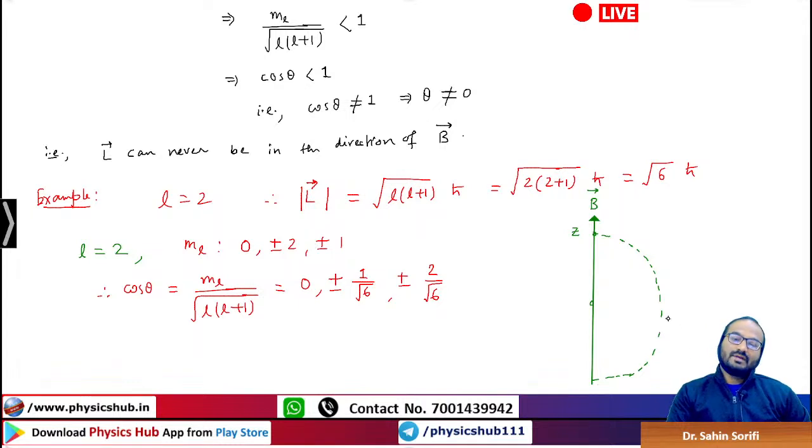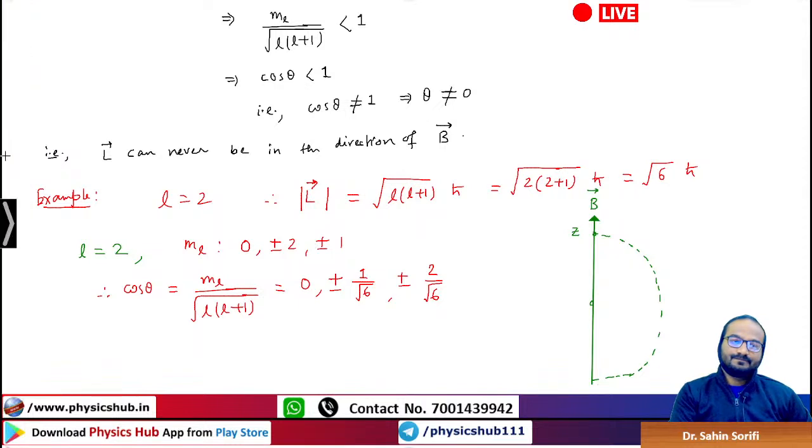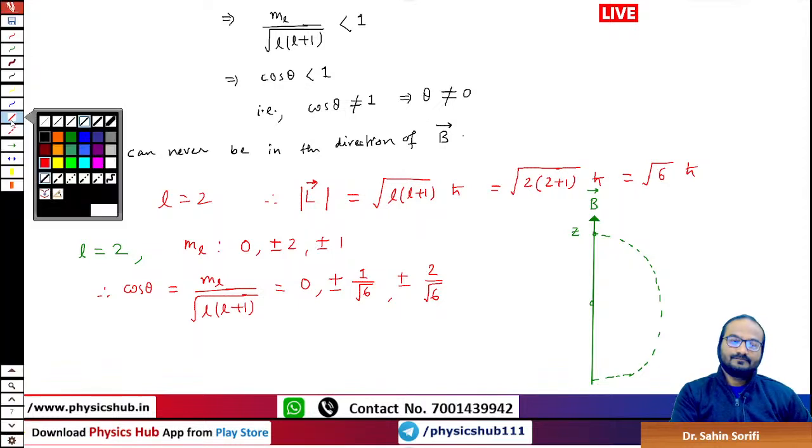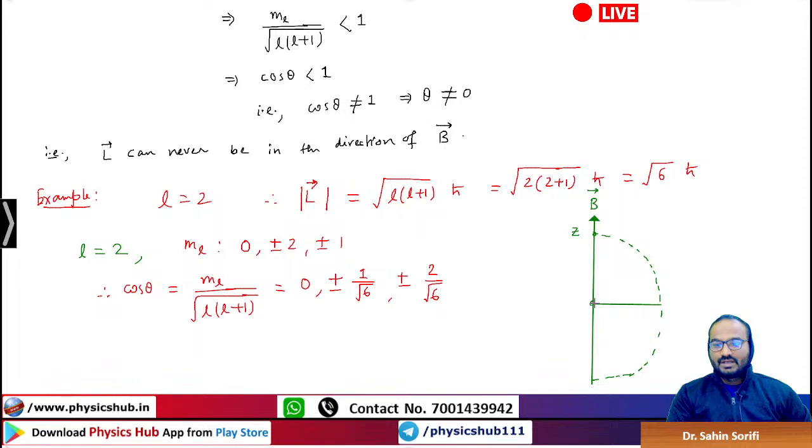So, how many total values you have? Let us say ML is equals to 0. So, this is the line. ML is equals to 1, ML is equals to 2. The ML values are in the Z direction, right? Okay, let us first draw this.